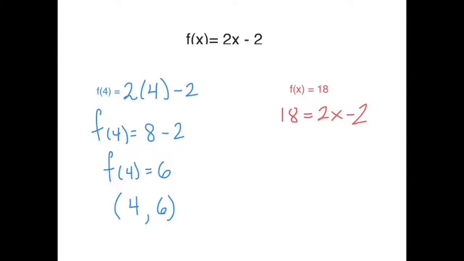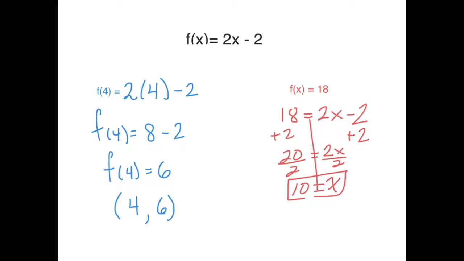Like I said before, we need to find x. Therefore, we're going to have to solve for x. So first, we need to cancel the negative 2 by adding 2. That's 20 equals 2x. Then we cancel this 2 by dividing, and this is my x value. Now in this case, this is telling me that my x is 10 and my function value or y value is 18.